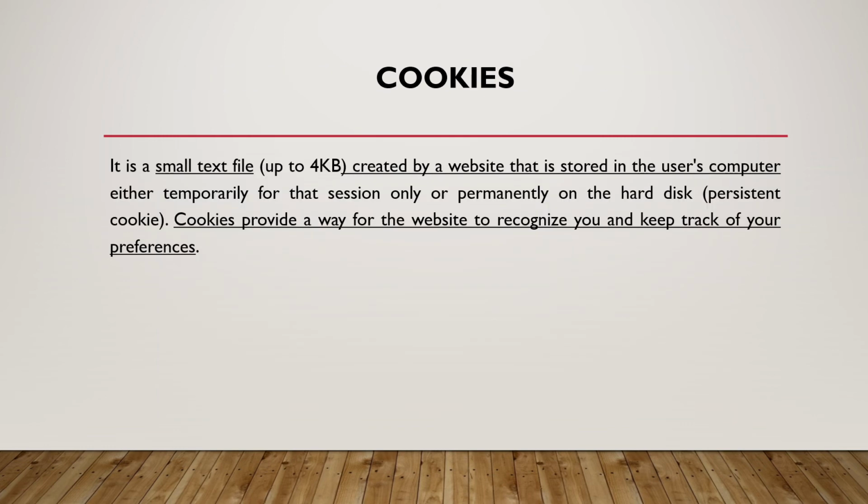The last part of the Internet Principle of Operation is cookies. So what is a cookie? A cookie is a small text file up to 4 KB created by a website that is stored in the user's computer, either temporarily for that session only or permanently on the hard disk, a persistent cookie. Now, cookies provide a way for the website to recognize you and track your preferences.